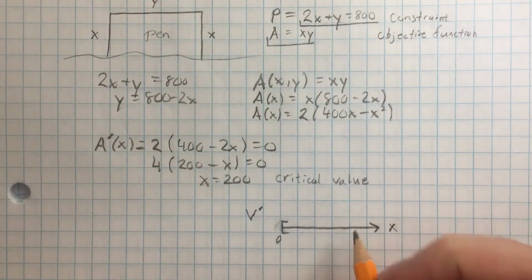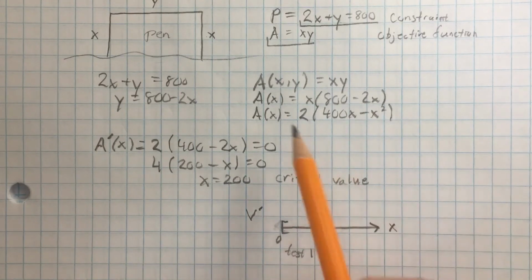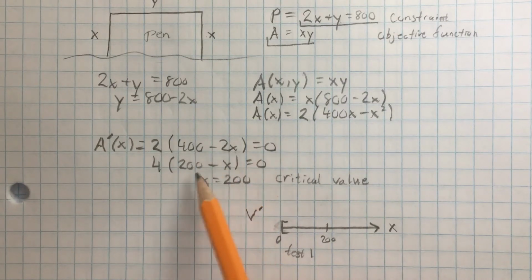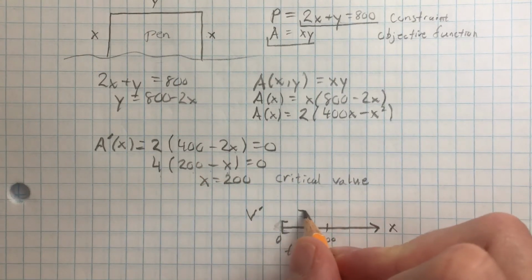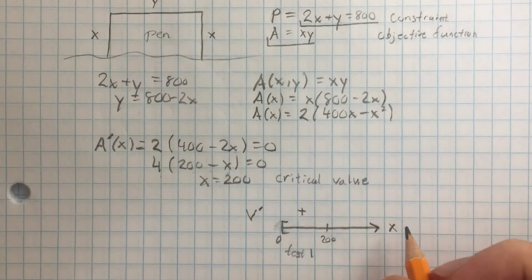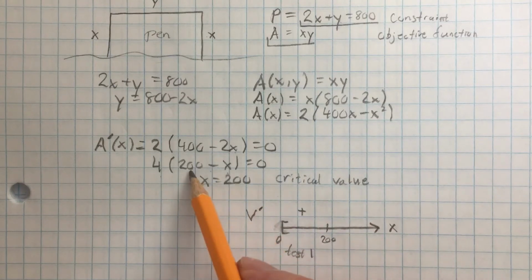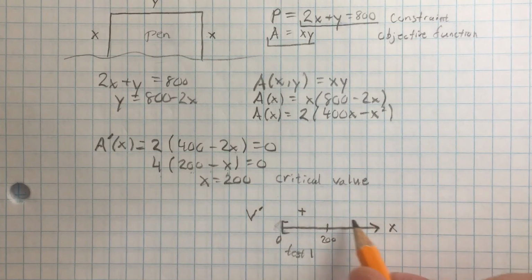All right, so we put the value 200 on here. I'll take a test case of 1. When I put 1 into the derivative, 400 minus 2, or 200 minus 1, however you want to look at it, that's certainly positive. Times a positive out here is positive. So the first derivative is positive on the left of 200, between 0 and 200. And once I pass 200, clearly 200 minus something bigger than 200 is negative. Times a positive remains negative.